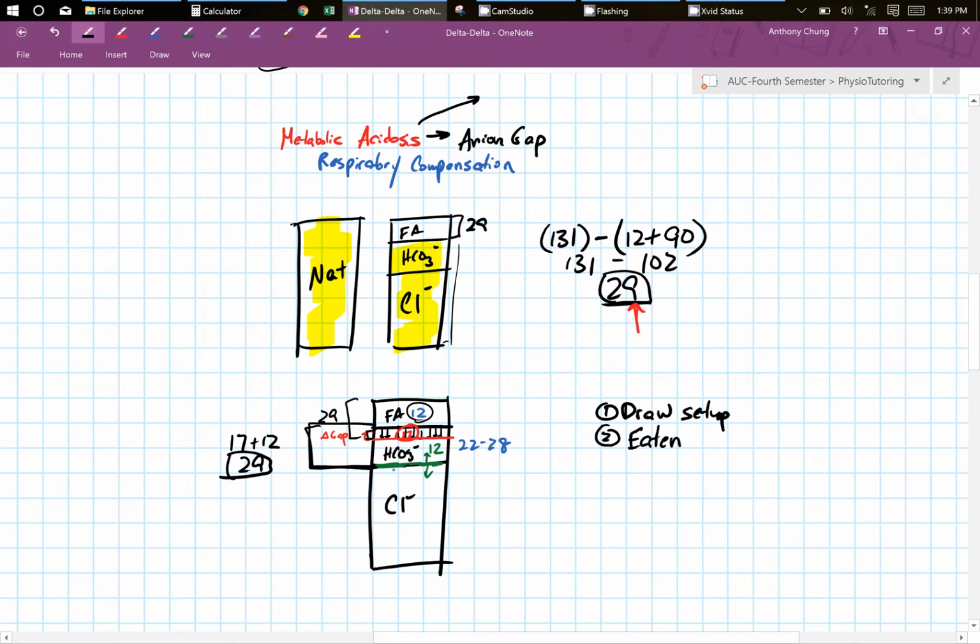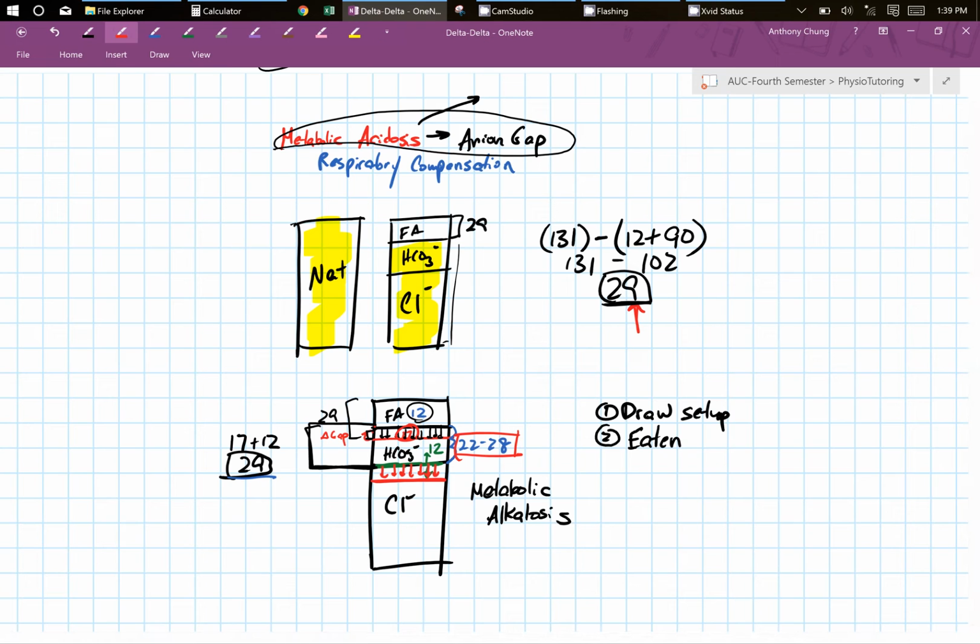29 is this area. If this area was 29, then that would mean that this whole entire line has shifted down. Why? Because this area should be 22 to 28, just here to here, which is what you initially drew. But since it's 29, it means that this bicarb had shifted down, and now it's taking more space than it really should have been. So in that case, you have a metabolic alkalosis on top of your initial metabolic acidosis with anion gap. So you have metabolic acidosis with a metabolic alkalosis.